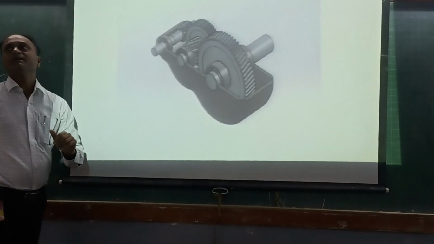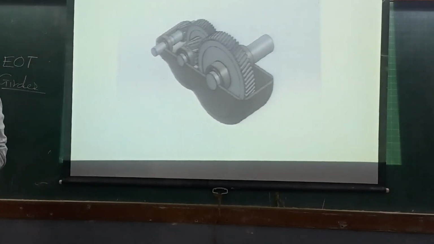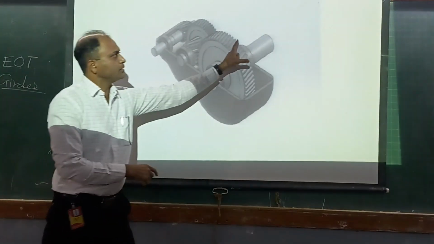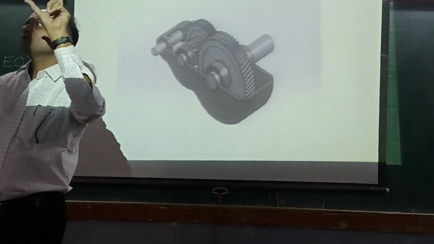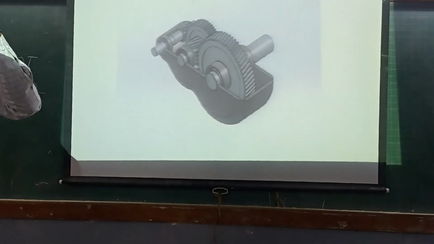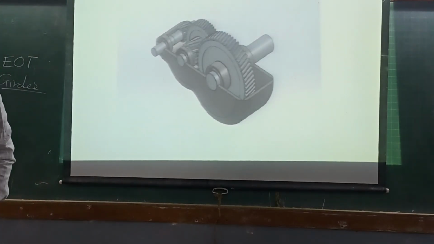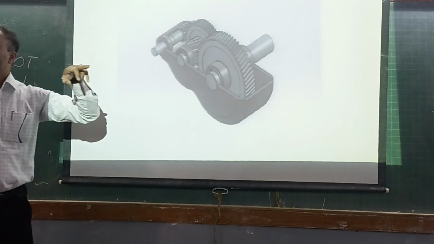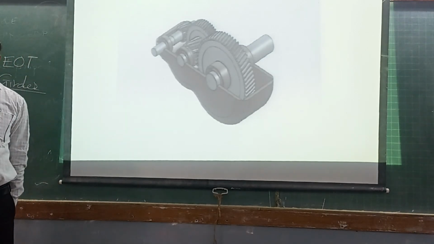As far as diameters are concerned, what is the relation from input to output? Input shaft diameter is smaller. Output shaft diameter is larger. Why is it so? Torque. Be specific. What do you mean to say? Higher torque. Speed is going to reduce. Torque is going to increase.